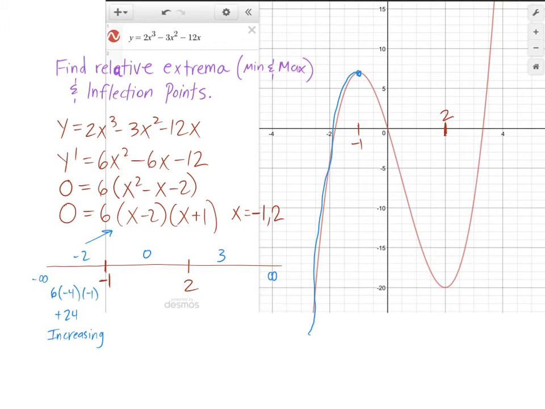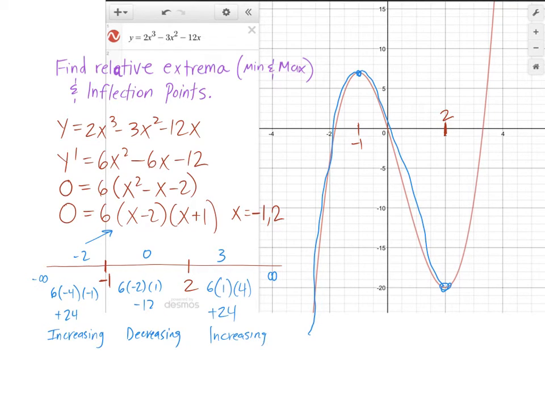At 0, if I plug that in, I get 6 times -2 times 1, which is -12, which tells me my function is decreasing from -1 to 2. That's happening here. And then at 3, I get 6 times 1 times 4, positive 24, increasing.